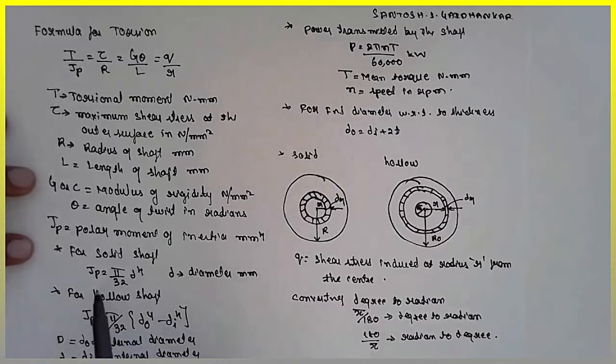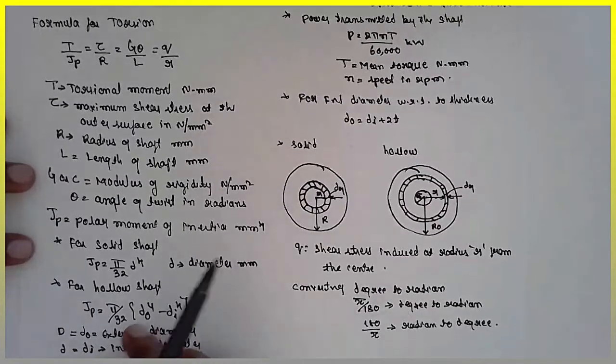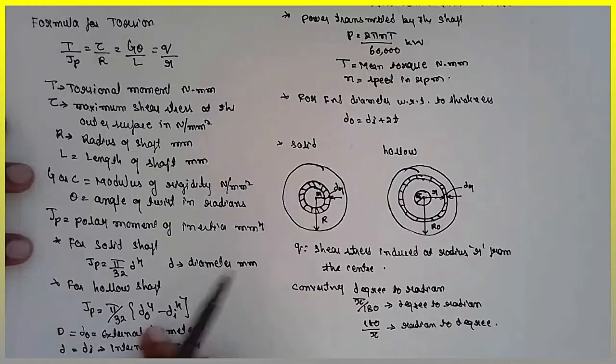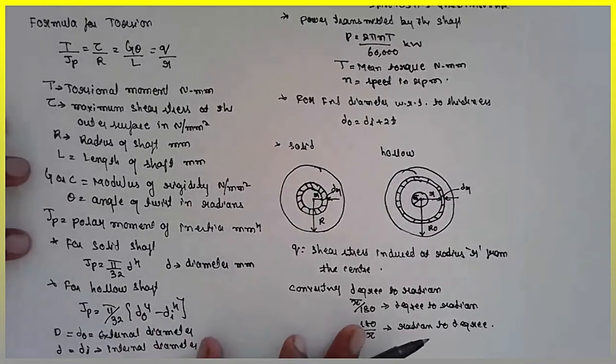For a solid shaft, the polar moment of inertia will be pi divided by 32 d raised to 4, where d is nothing but the diameter. For a hollow shaft, Jp is equal to pi by 32 into d raised to 4 minus di raised to 4, with the inner diameter and outer diameter. This is the outer diameter and this is the inner diameter.